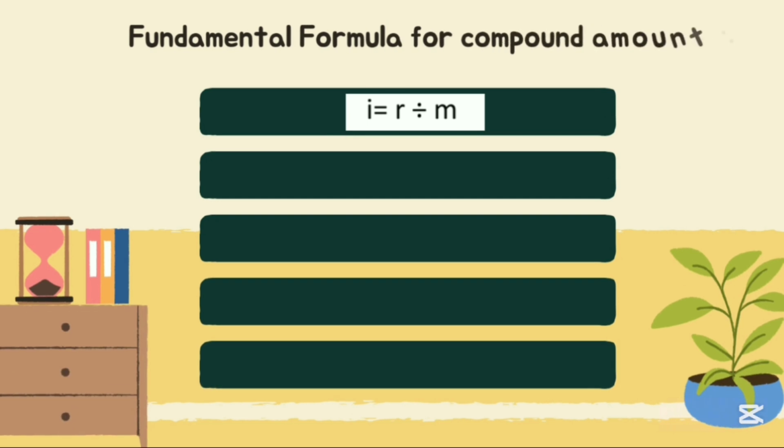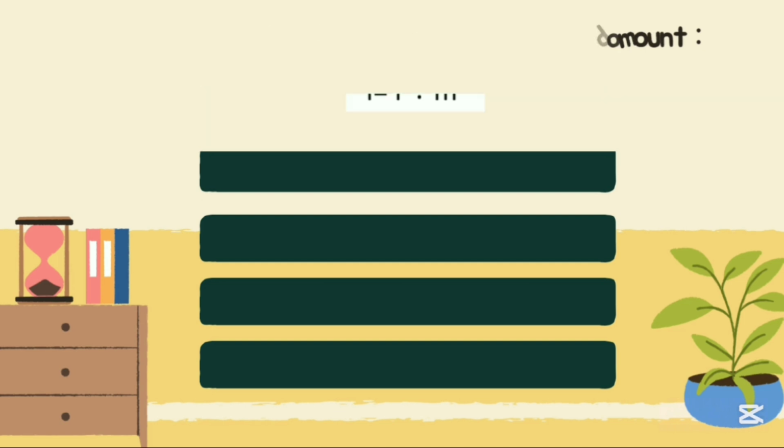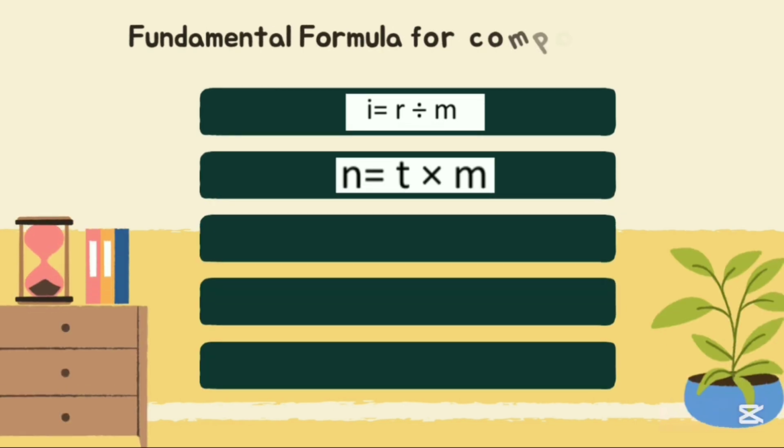So in finding the periodic rate, we will use the interest rate divided by the number of conversion periods for 1 year, or simply I equals R divided by M. Next, we have the total number of conversion periods for the whole term, and this is done using the multiplication between the time and the number of conversion periods for 1 year. So simply N equals T multiplied by M.